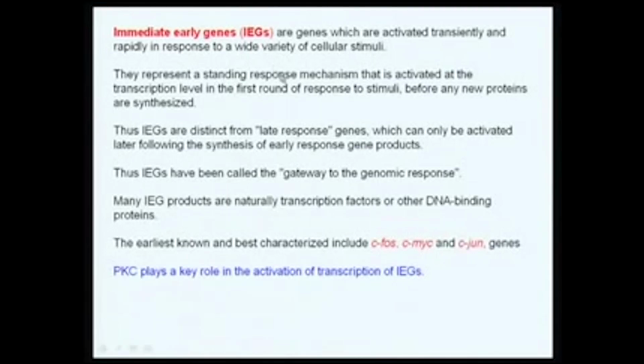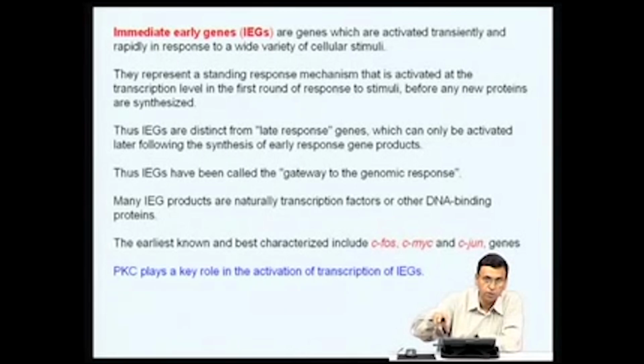They represent a standing response mechanism that is activated at the transcription level in the first round of response to stimuli, before any new proteins are synthesized. So, you can see that immediate early gene activation actually requires no protein synthesis. There are already proteins like serum response factor in the cytoplasm, and they are phosphorylated by protein kinase C, and that now triggers transcription of immediate early genes. So, transactivation of immediate early genes does not require any protein synthesis. It basically requires phosphorylation of pre-existing transcription factors like SRF.